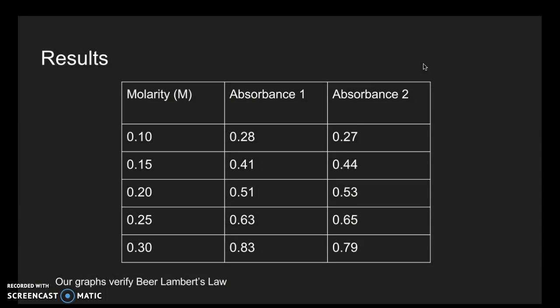The independent variable for this experiment is the molarity of the copper 2 sulfate pentahydrate. The dependent variable is the absorbance.